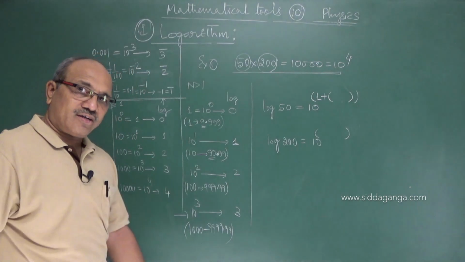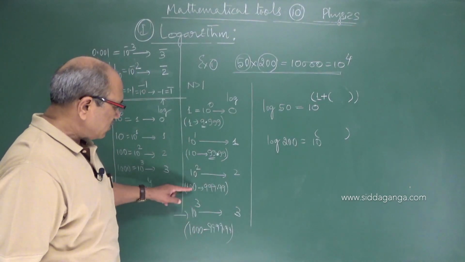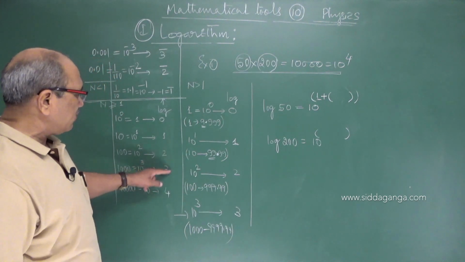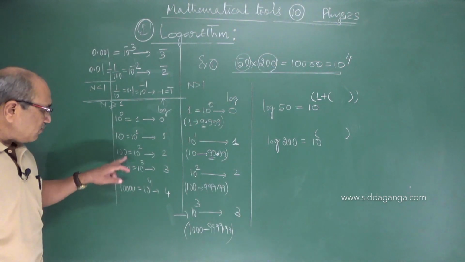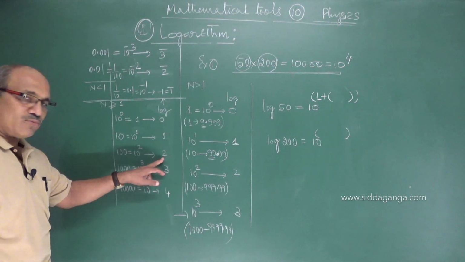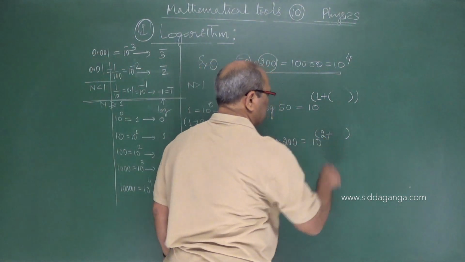If I go for 200, it is between 100 and 1000, that is, between 2 and 3. Between 100 and 1000 means it is more than 2 but less than 3. Therefore, it is 2 plus something.